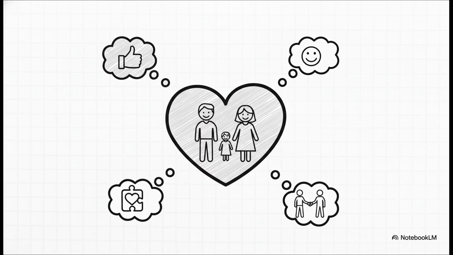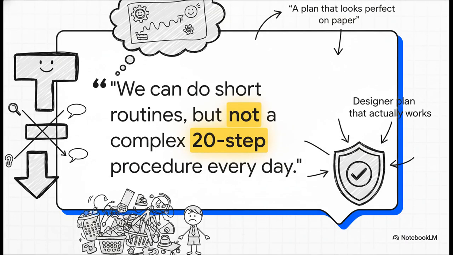So you really have to ask these questions. Does it align with their values? Does the client themselves find it acceptable? If the answer is no, the chances of success are going to plummet. And this is what it looks like in the real world. A plan that looks absolutely perfect on paper can be completely overwhelming in a real household. Feedback like this isn't a roadblock. It's absolutely crucial data for designing a plan that actually works.